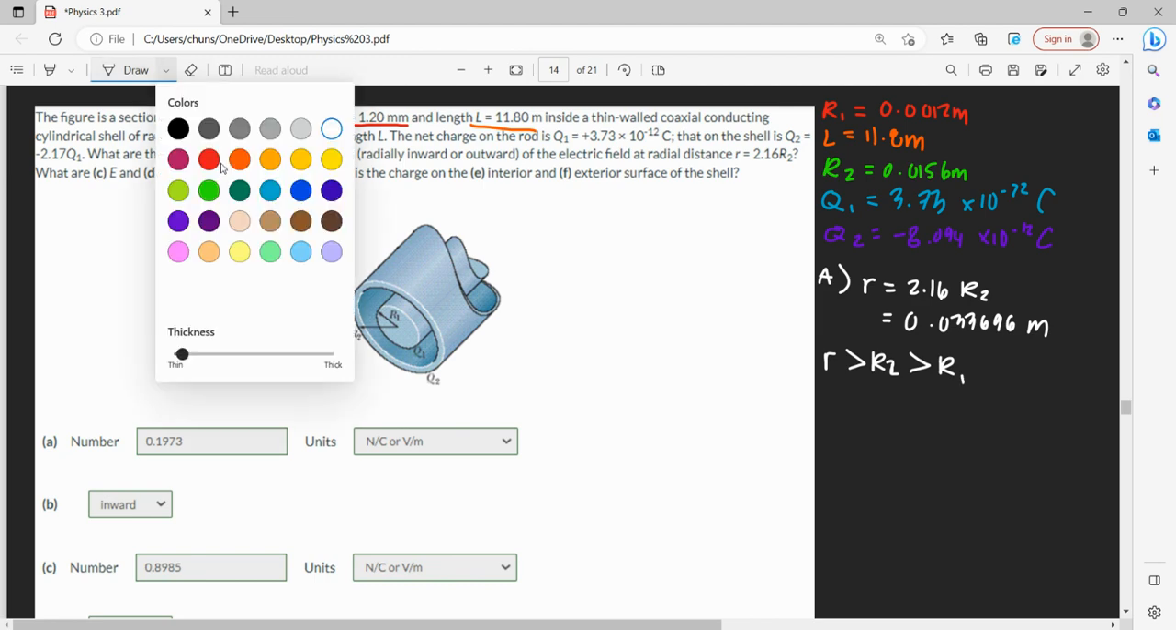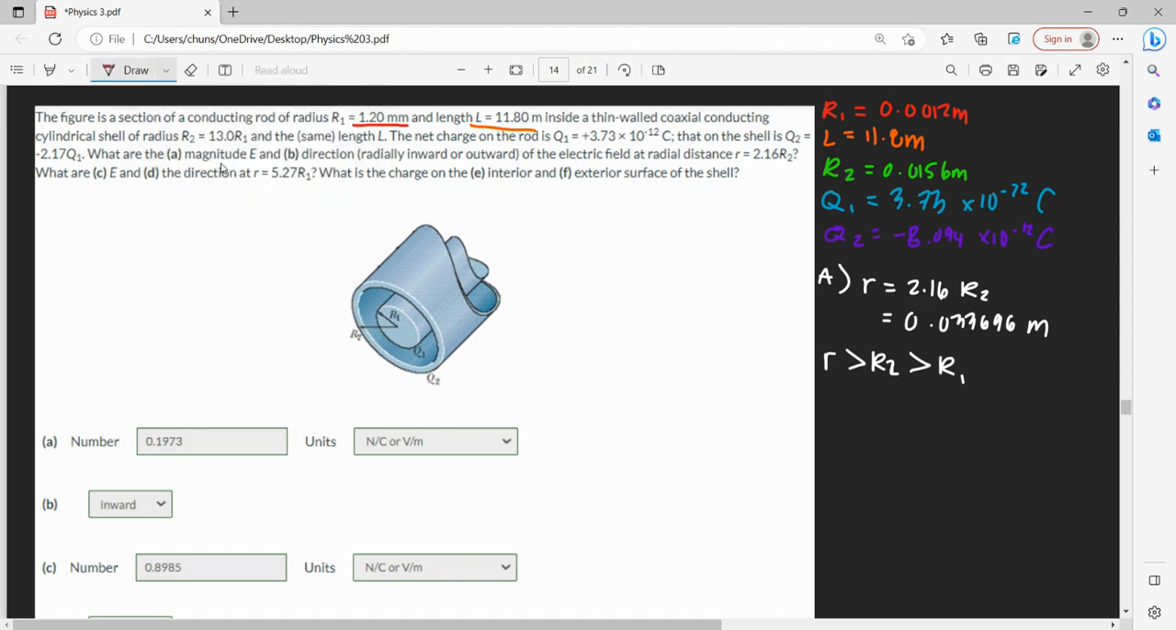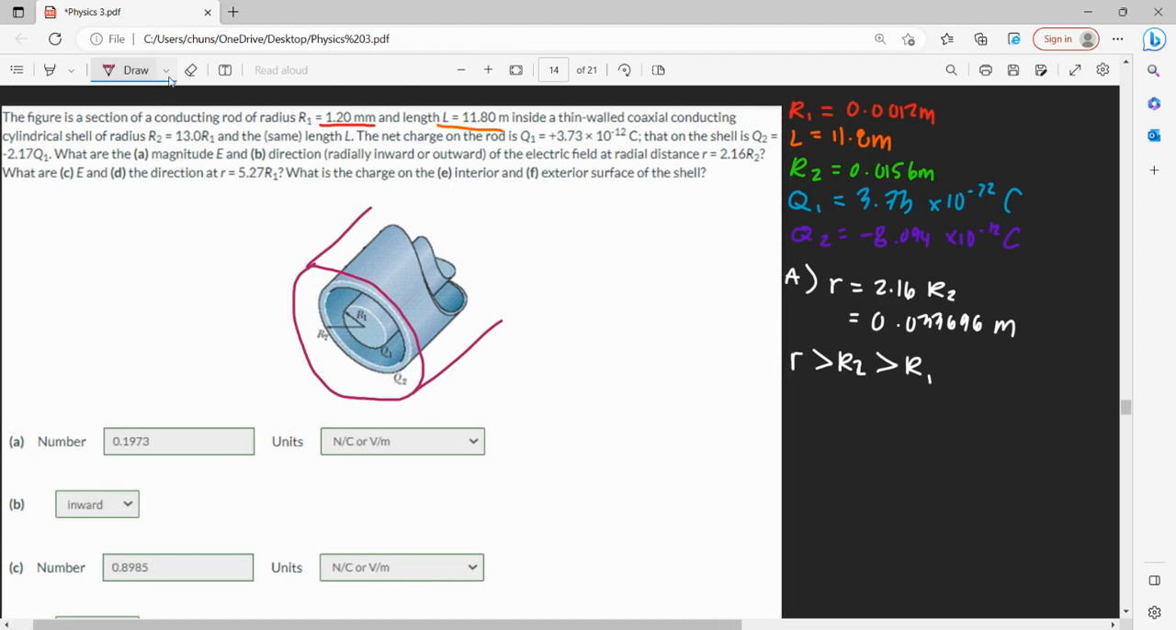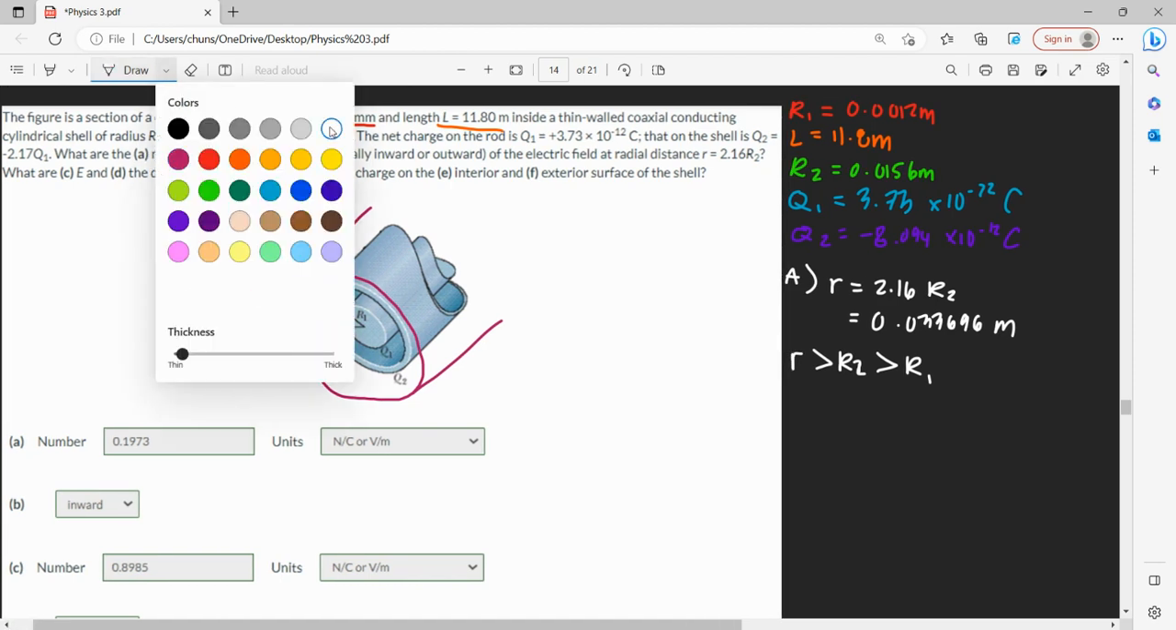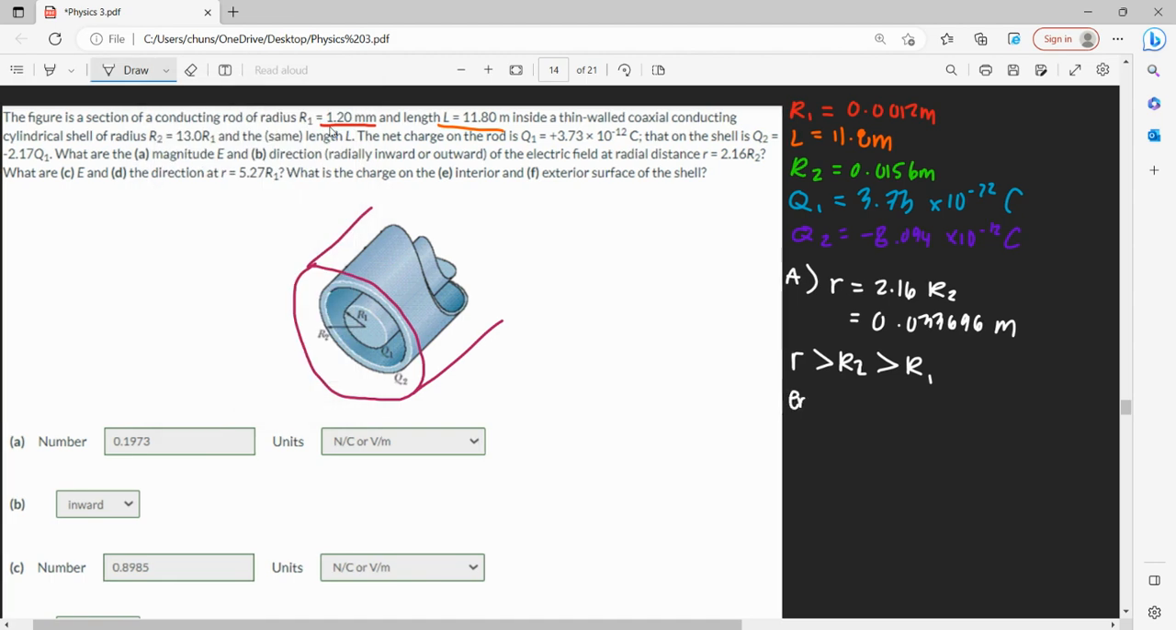That means if we were to draw where this is, I'm trying to figure out what color to use. It would be enclosing our cylinder like this on that outside. So because of that, this Gaussian surface encloses both Q1 and Q2.